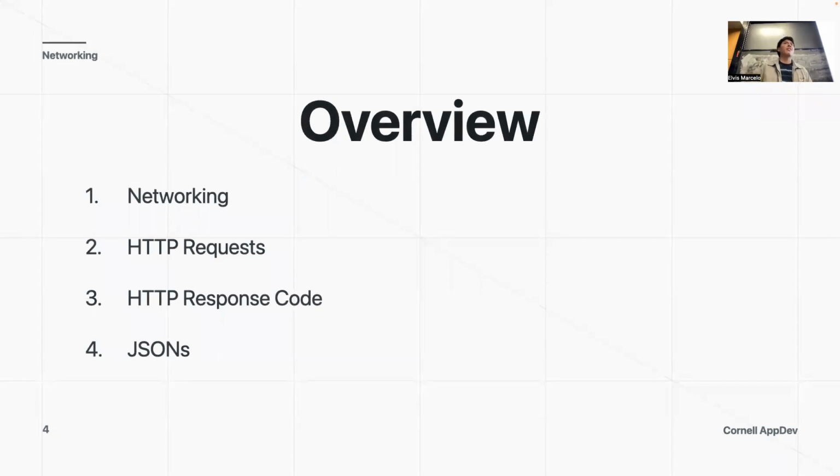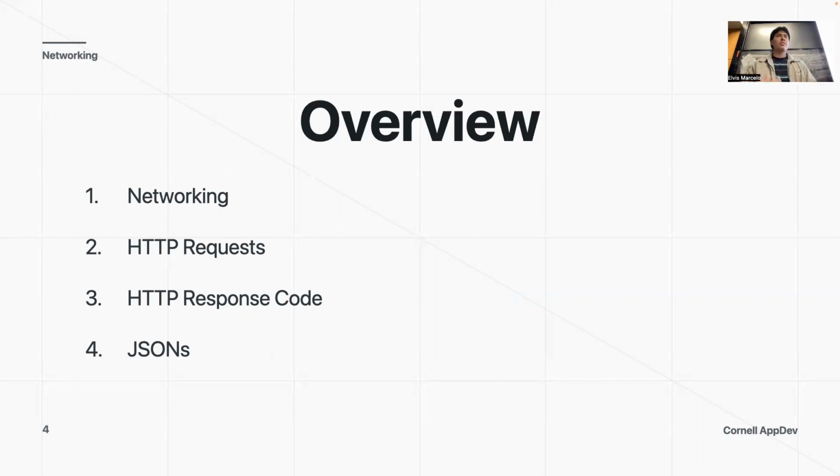So going back to our lecture, what exactly are we going to be talking about today? We're going to be talking about networking, what that is, and how to use it. HTTP requests are one way of using networking. Response codes are things that tell us exactly how our servers interacted with our clients, whether or not we got that information that we wanted. And JSONs are one way to format this data that we're going to be receiving from servers.